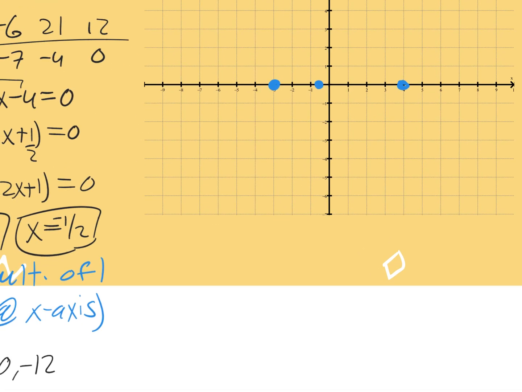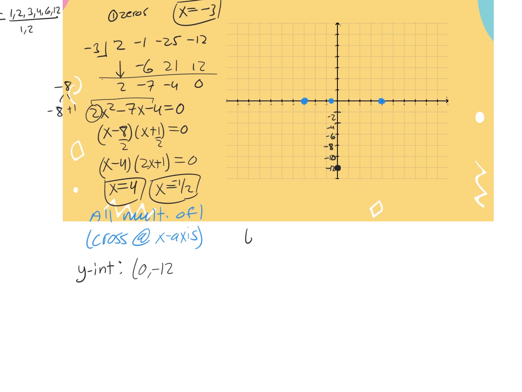Again, maybe I go by 2's, right? So -2, -4, -6, -8, -10, and -12, right? And then I'm going to plot a point right there. All right, I want to know what my end behaviors are going to be.